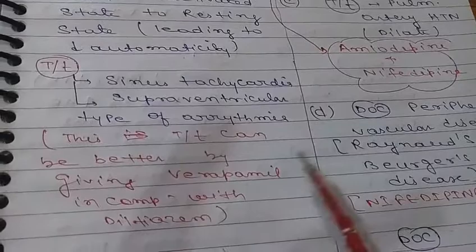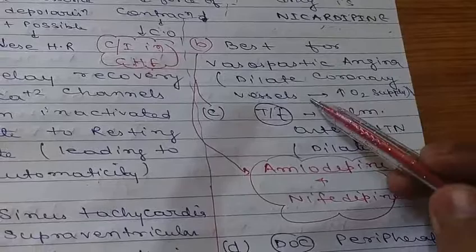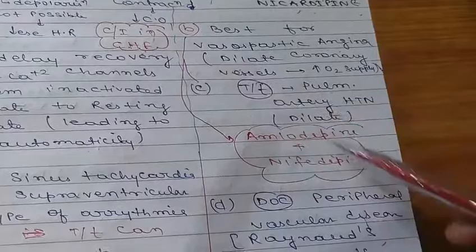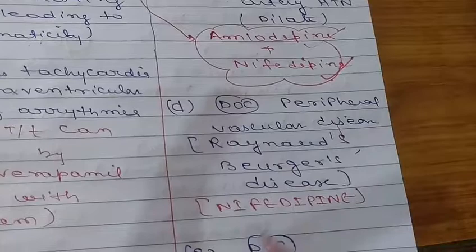Now coming to the new ones, they are the best for vasospastic angina because they will dilate coronary vessels, that will increase O2 supply, and they can also be given in treatment of pulmonary artery hypertension for dilating it. So for these two conditions, vasospastic angina and pulmonary artery hypertension, we use amlodipine or nifedipine. Now the next one, it can also be given in peripheral vascular diseases such as Raynaud's disease and Buerger's disease. Nifedipine is commonly used in this.